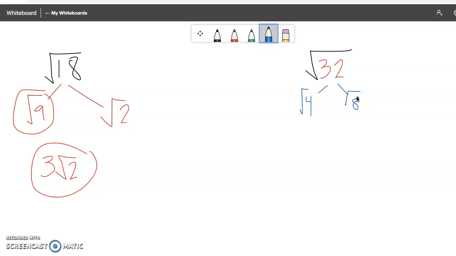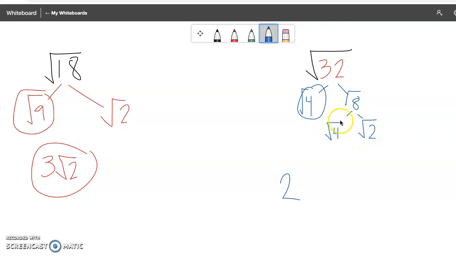Some of you might be thinking, well, there's a bigger perfect square that goes into it, which is 16. And if that's the one you're comfortable with, that would be the work that you would do instead of this right here. So I would go ahead and see that 4 is a perfect square, so I can take out a positive 2. And then I see that 8 isn't a perfect square, but I can continue to break it down further, and I'm left with the square root of 4 times the square root of 2.